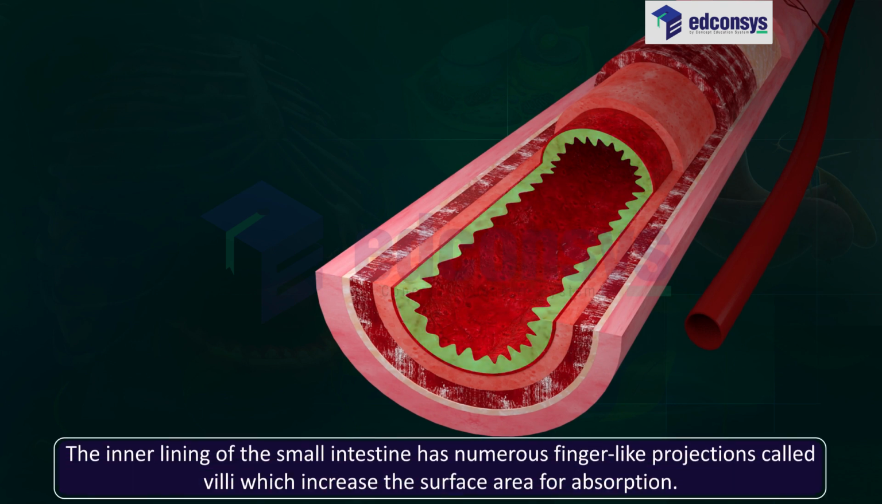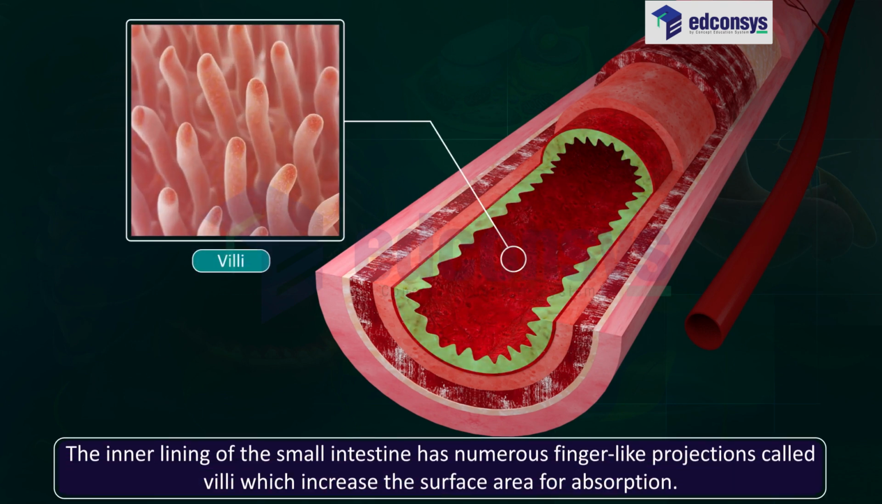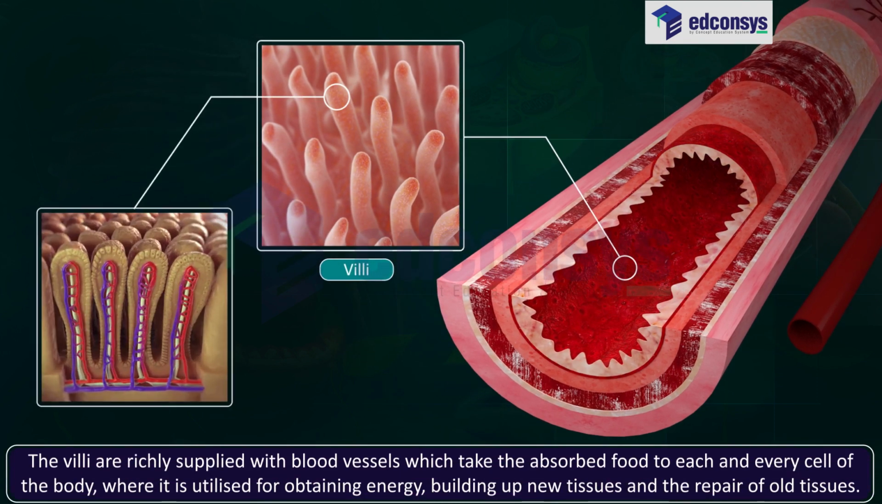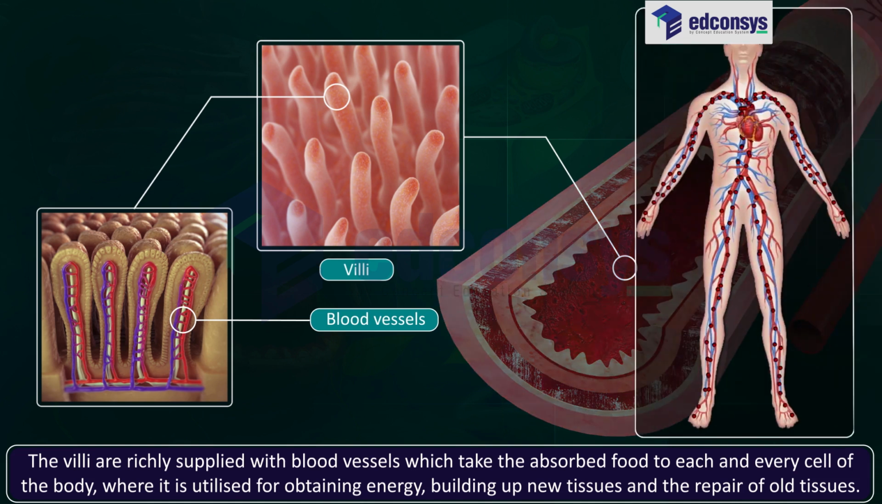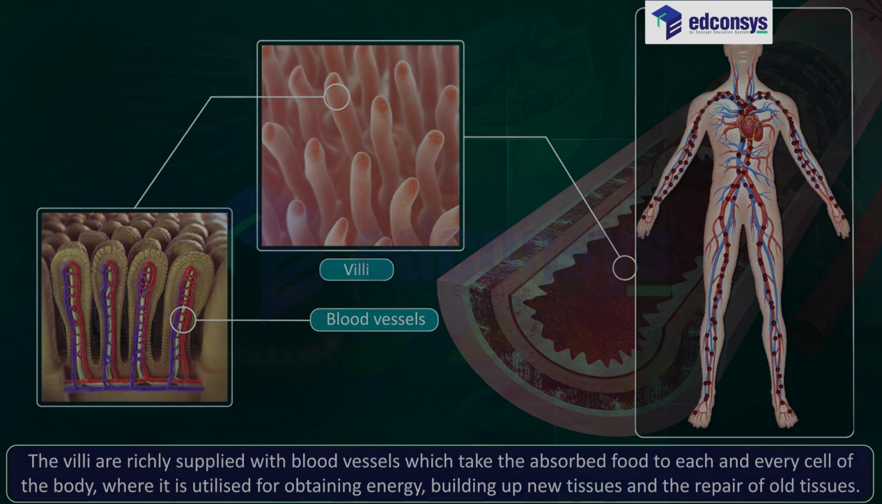The inner lining of the small intestine has numerous finger-like projections called villi, which increase the surface area for absorption. The villi are richly supplied with blood vessels which take the absorbed food to each and every cell of the body, where it is utilized for obtaining energy, building up new tissues, and repair of old tissues.